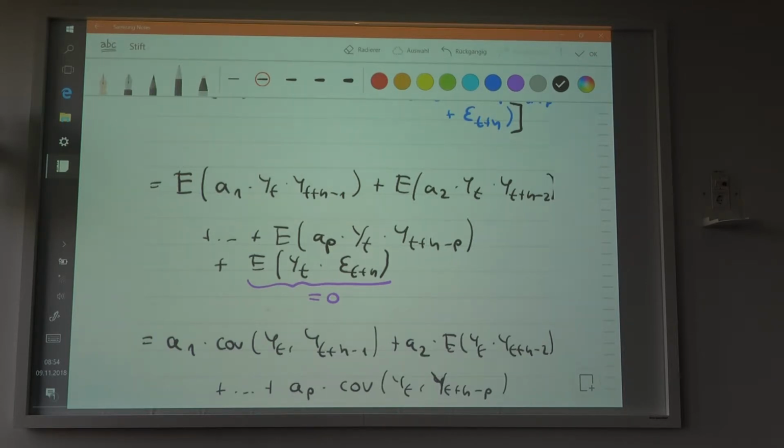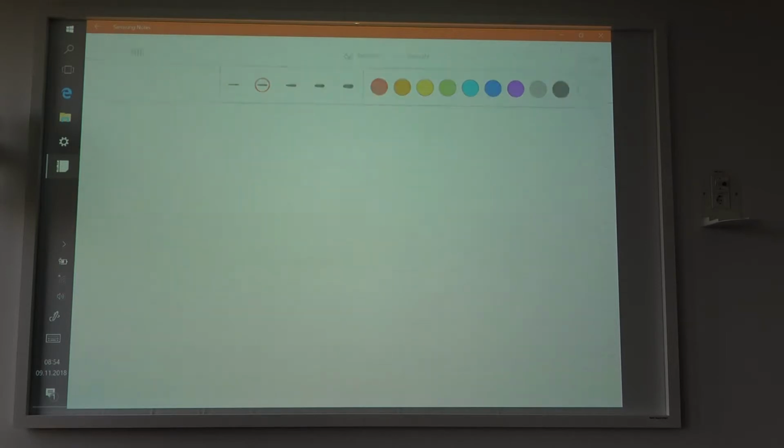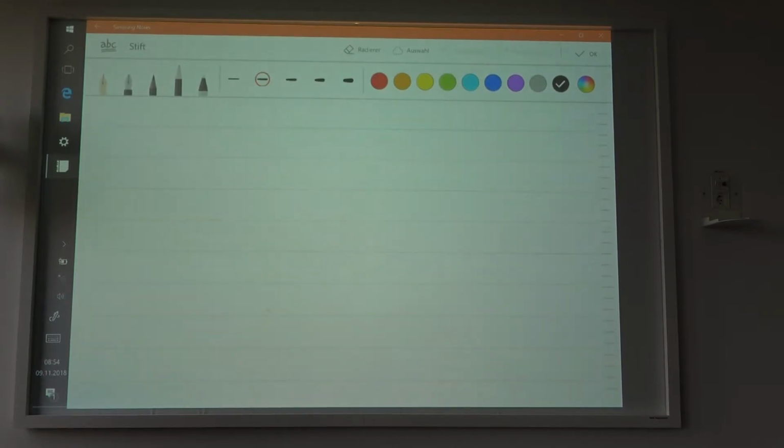Now I wanted to tell you something about exercise 3.7. Exercise 3.7 is about so-called linear processes. I'm not going to solve the exercises. It's just for you, just for practice.